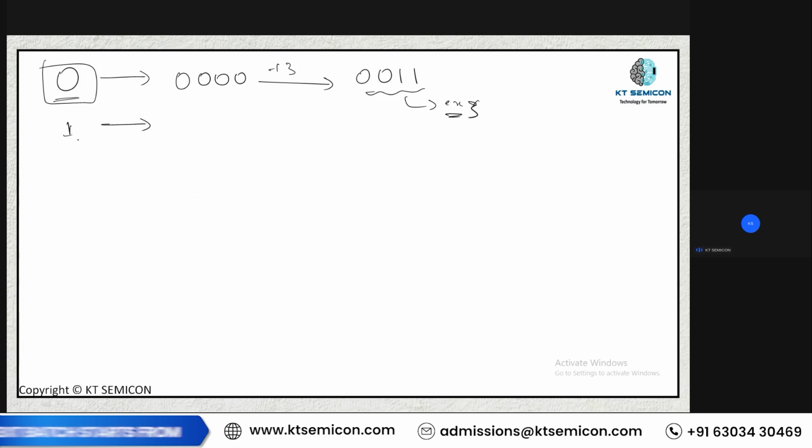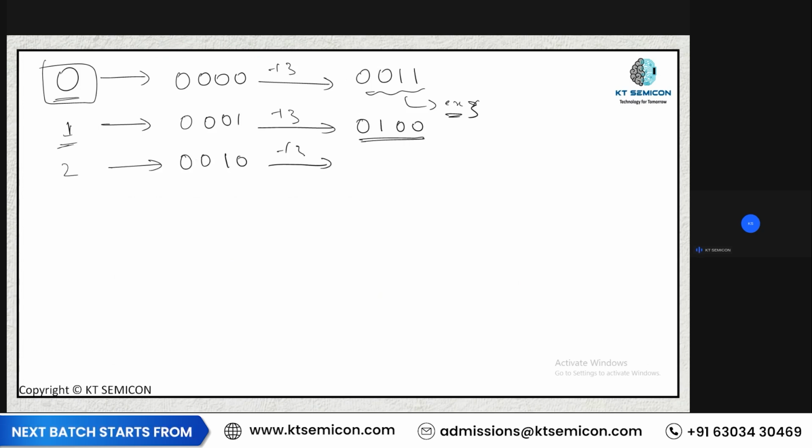Now, if I want to represent 1, then I need to first represent this number in BCD format, that is 0001, and I need to add plus 3, that is nothing but 0100. This is the Excess-3 code. Now, let's say I have 2. In BCD format it is 0010, and adding plus 3, which is nothing but 5. And let me write down the other numbers also, 0011 and plus 3.